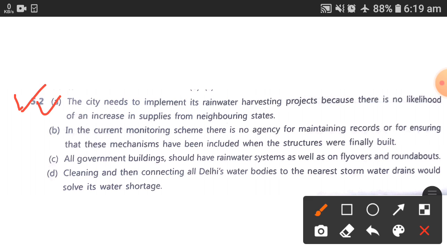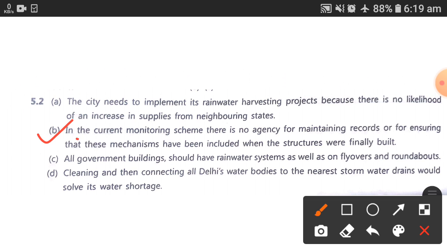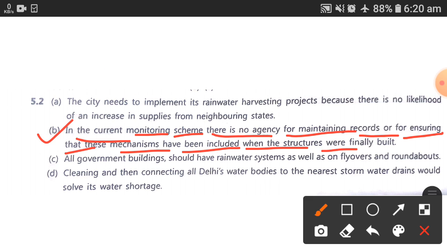For question number A, the city needs to implement its rainwater harvesting project because there is no likelihood of an increase in supplies from neighboring states. So this was the reason that they need to implement its rainwater harvesting project. Hope you all have matched it. Now let's see the next answer. In the current monitoring scheme, there is no agency for maintaining records or for ensuring that these mechanisms have been included when the structures were finally built.